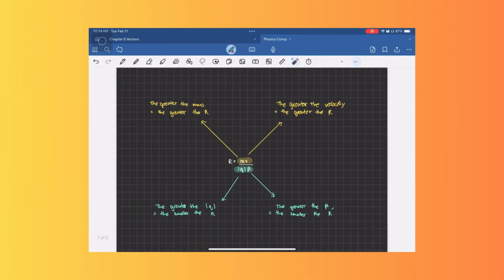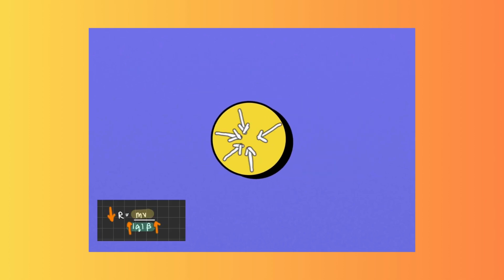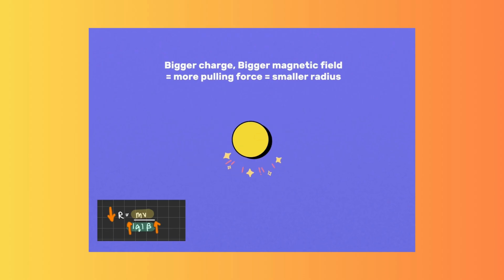From the equation r equals mv over modulus qB, we can deduce that the greater the mass, the greater the velocity, the greater the r. We can also deduce that the greater the charge, the greater the magnetic field strength, and the smaller the radius.